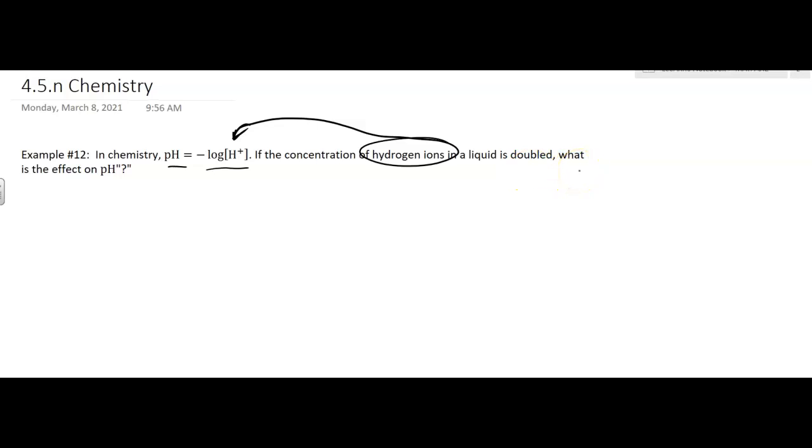Okay, so this becomes, I don't know why there's quotation marks there, but anyway, I'll try to fix that on the worksheet. It's a little notation problem. We're going to let C be the hydrogen ion concentration of our liquid.